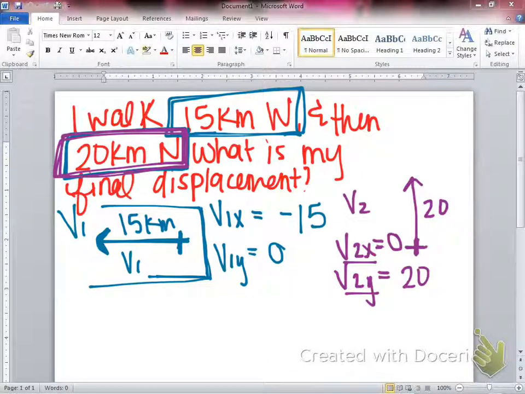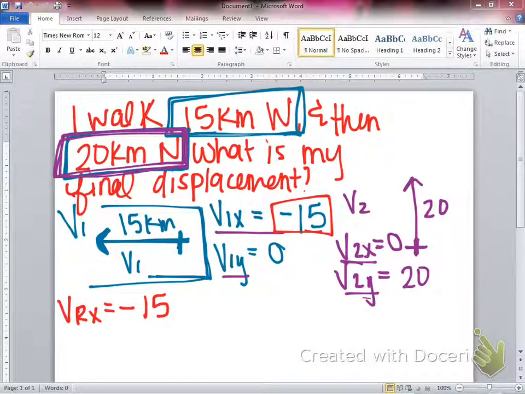So now we've got all of our x components and all of our y components, and we're going to start solving for our resultant. We take v sub r, for resultant, in the x direction, and we add up all of our x components. Our first x component, v sub 1x, was negative 15. What was the x component of our second vector? 0. So overall our resultant will have an x component of negative 15 kilometers, or 15 kilometers to the west.